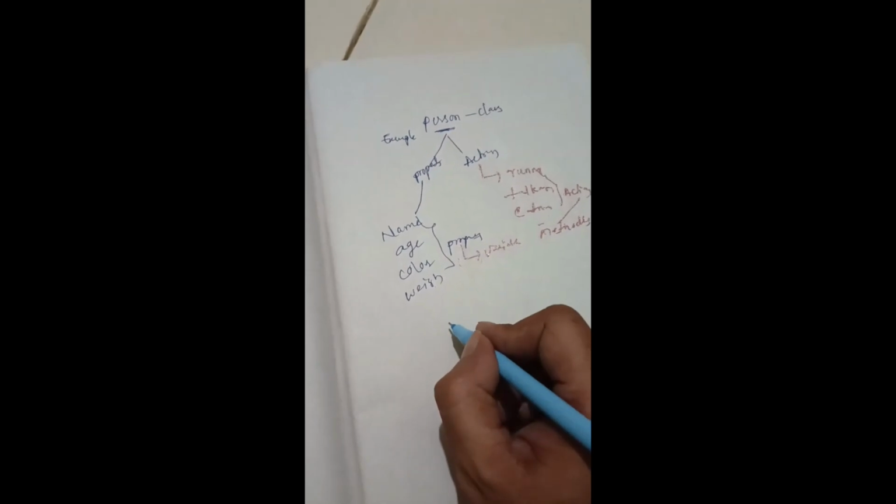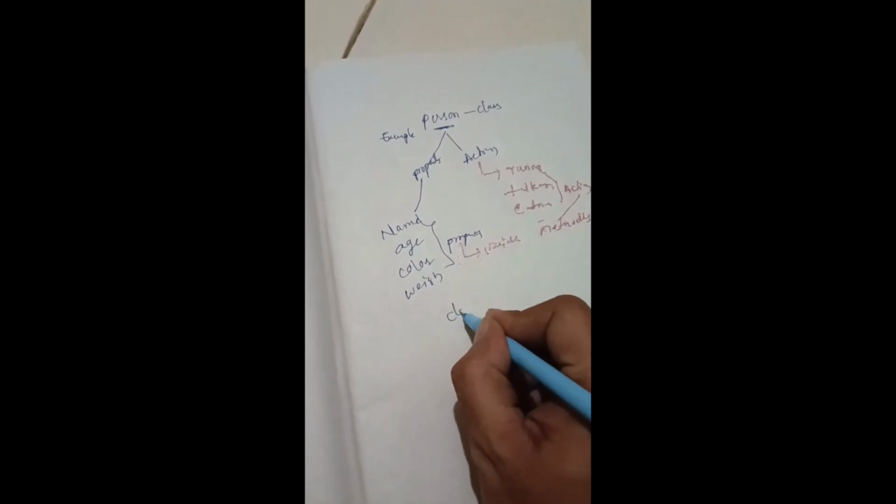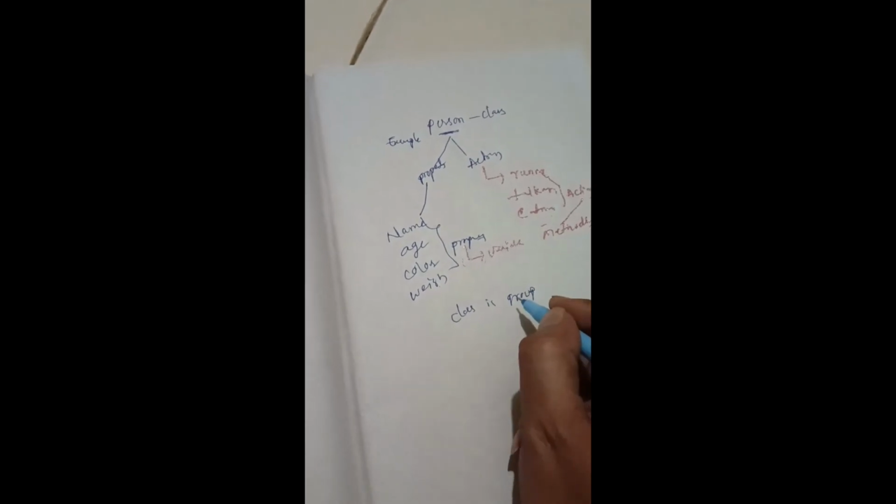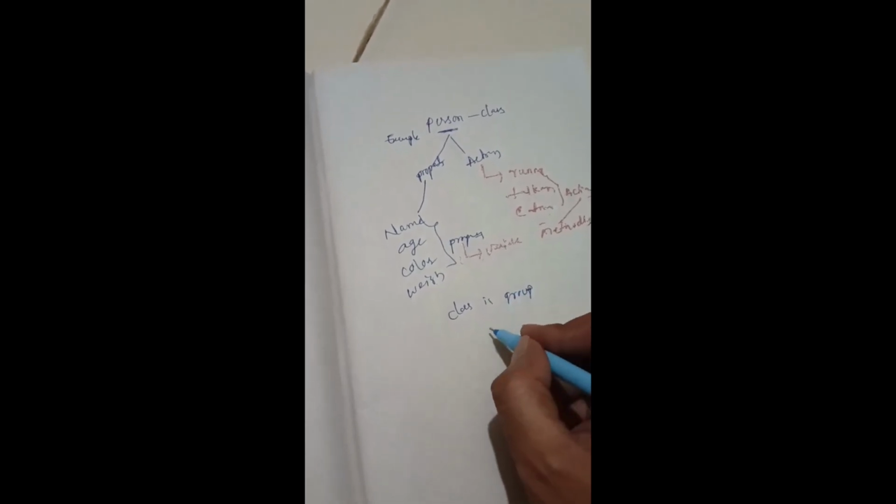Now another definition is the class is a group name. Group name, a live example, I say car. Car is a group name. Car contains different manufacturing companies and different models. Whatever is called car, that is called a group name.